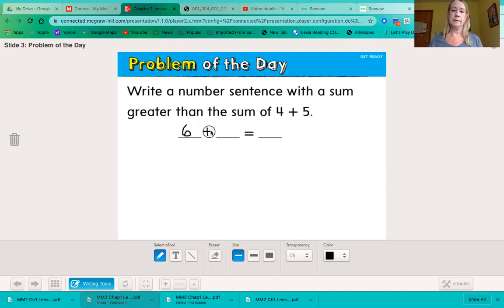plus 8 equals, and I'm going to make a 10 in my head. So I'm thinking 8, I need 2 more. So if I take 2 off of that 6, there's 4 left. So my sum is going to be 14.